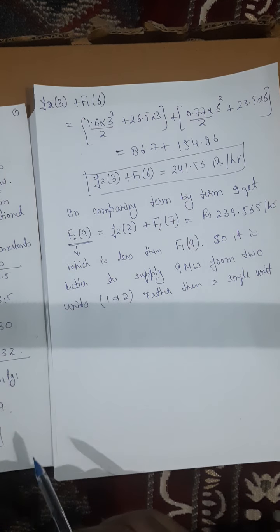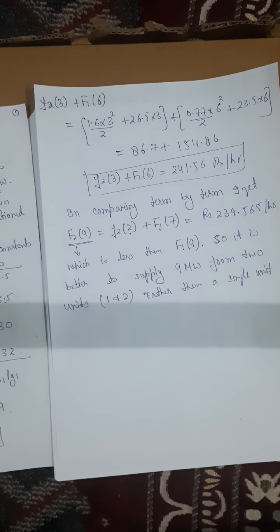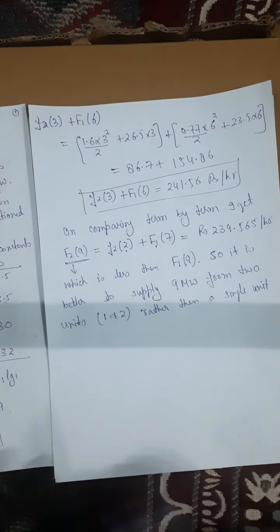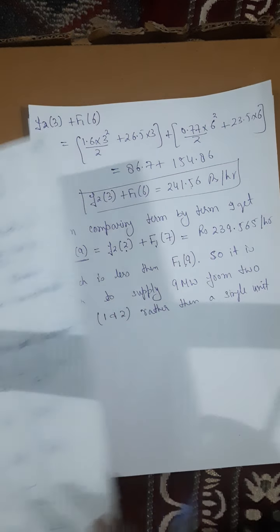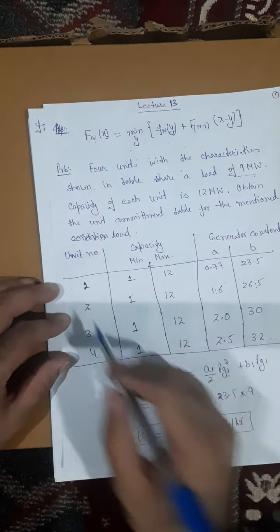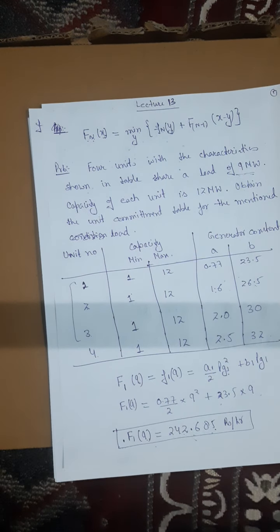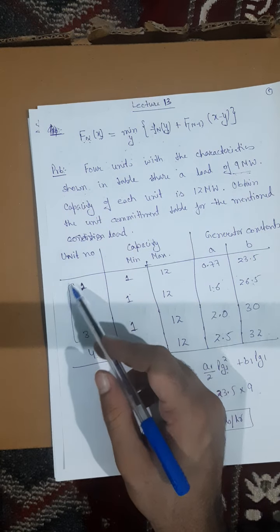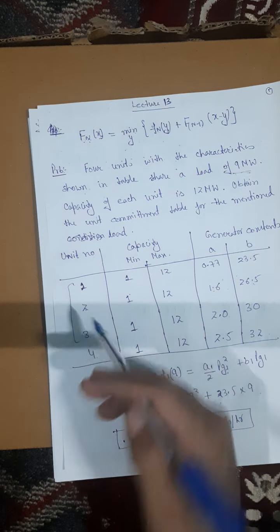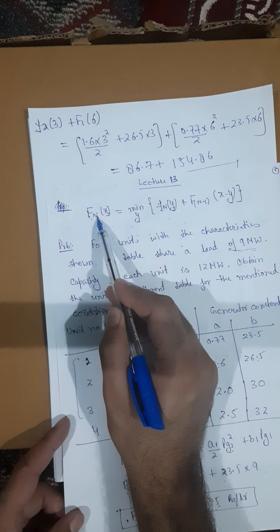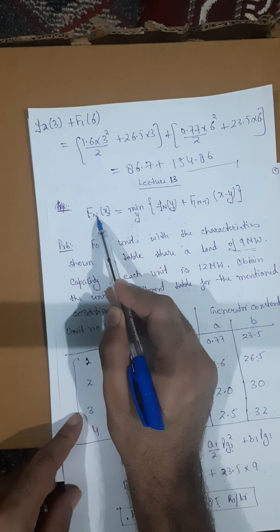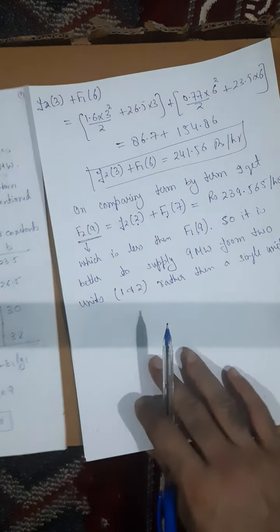So this is if 9 megawatt is distributed among two units. Now consider a case where this 9 megawatt power, we don't know yet, I have considered only two. Now let us consider three units. If this 9 megawatt power is to be supplied by three units, how will the load be distributed? So for that, what will be the formula? Here I am taking number of units as 3, F39.